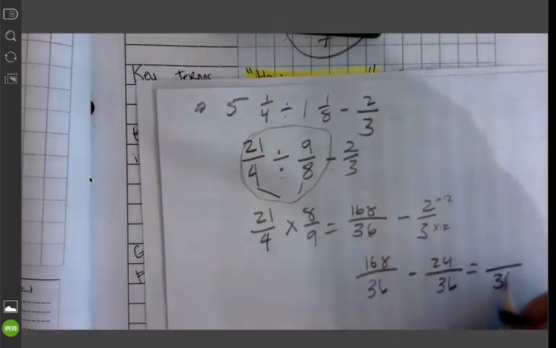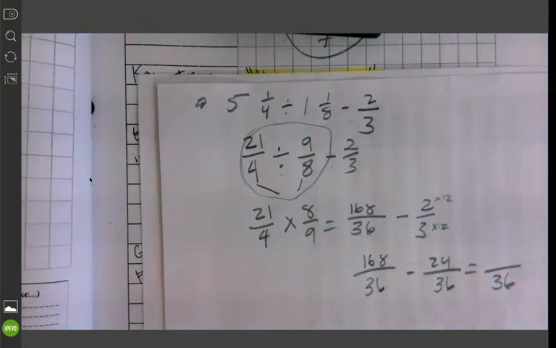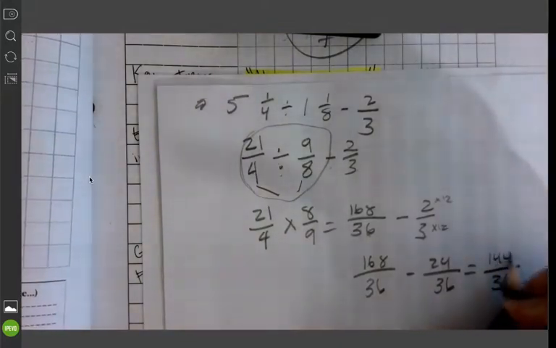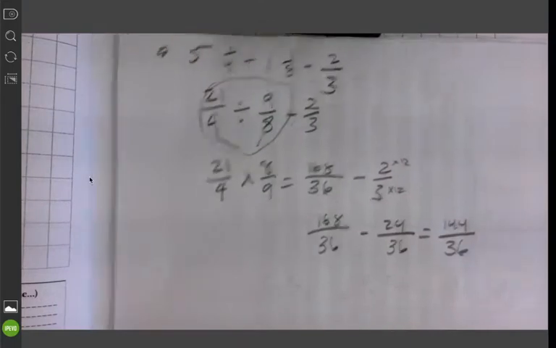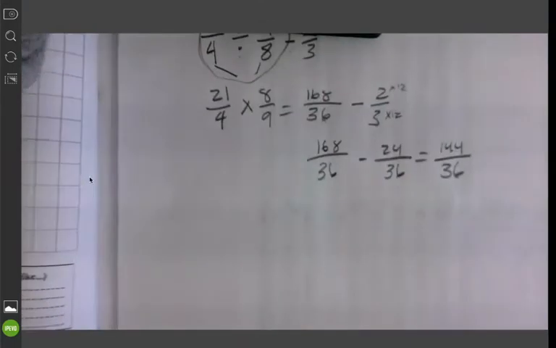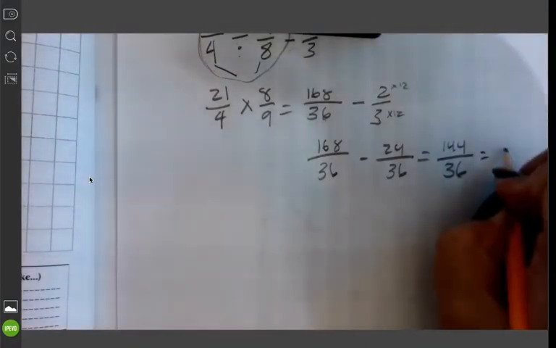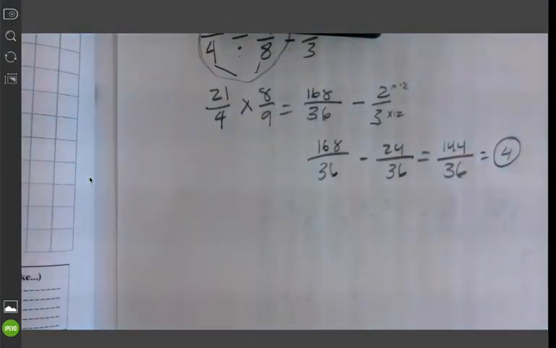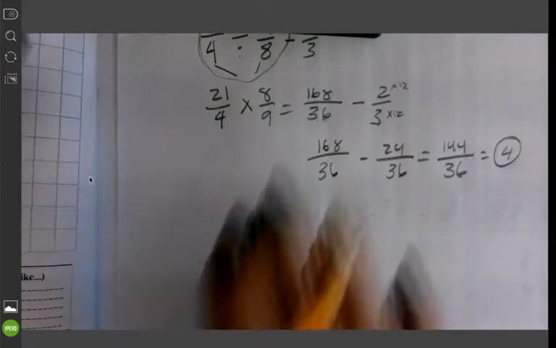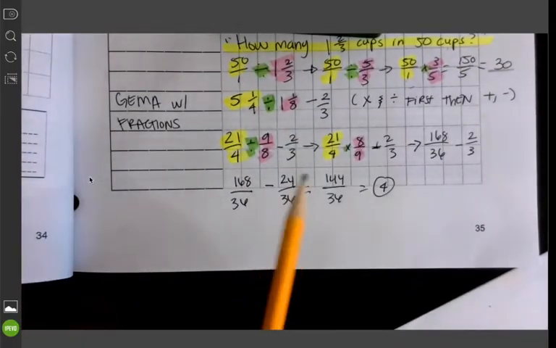Now the denominator stays the same, and you just subtract the numerators. 168 minus 24 is 144. And if you divide that, that is actually a whole number. 144 divided by 36 is actually 4. And so I have this all written down in the notes. I just wanted you to see what I did.